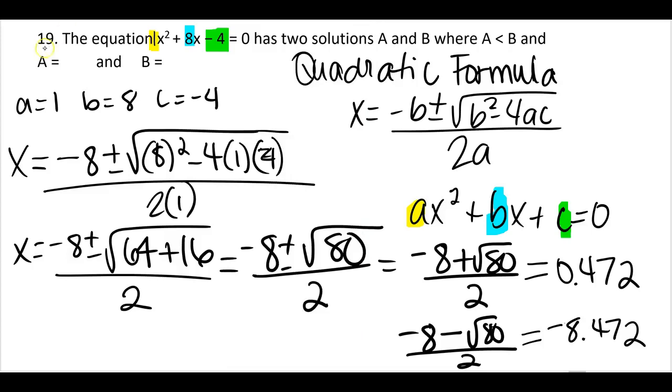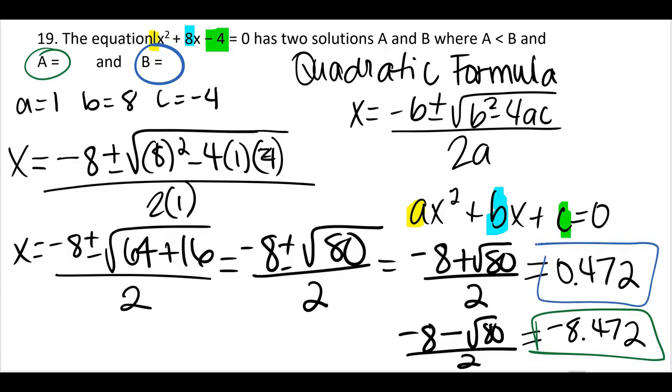So let's see. So the first solution would be the negative one, because that's the smaller one. And then the second solution would be this solution. Okay?